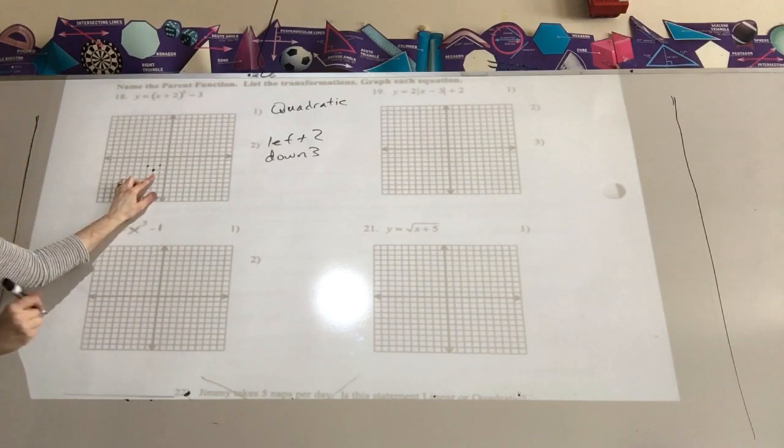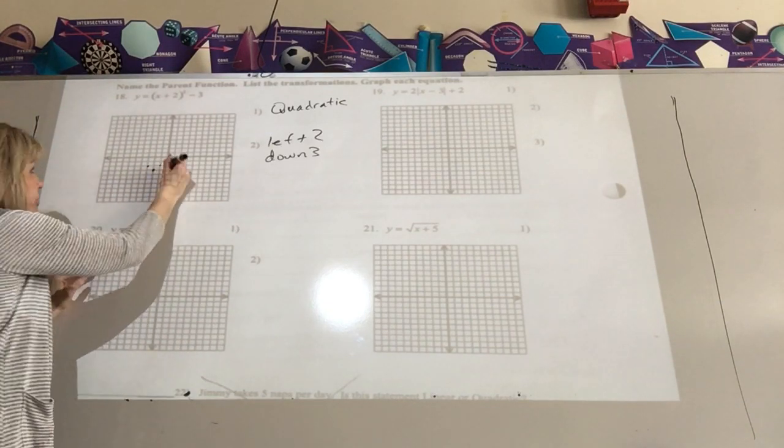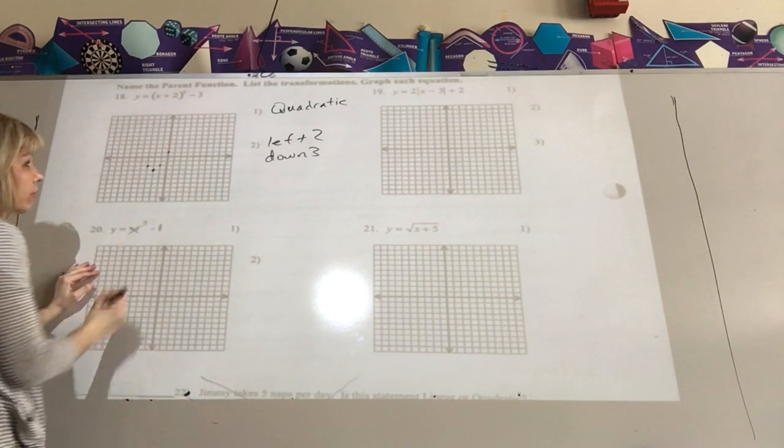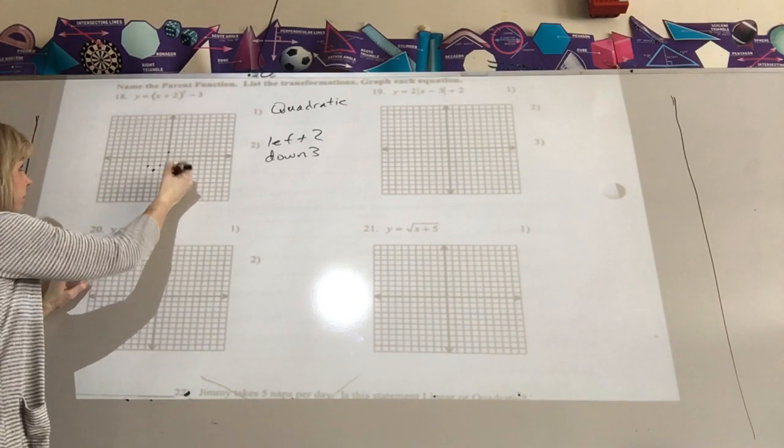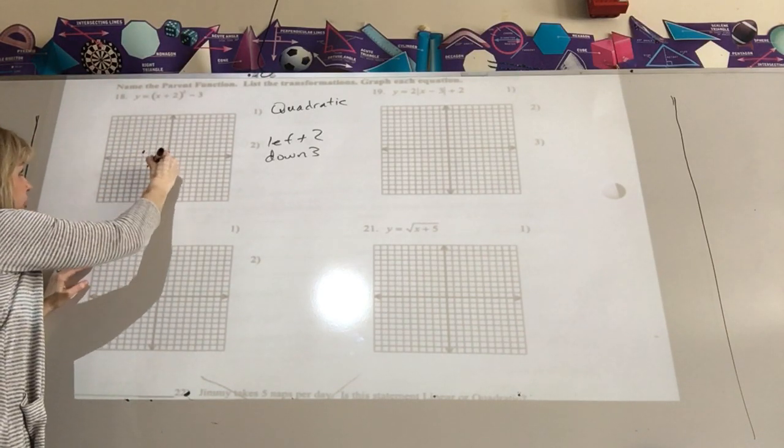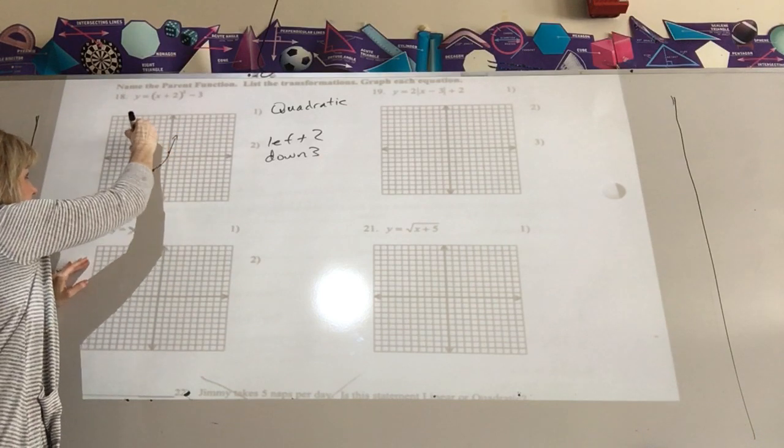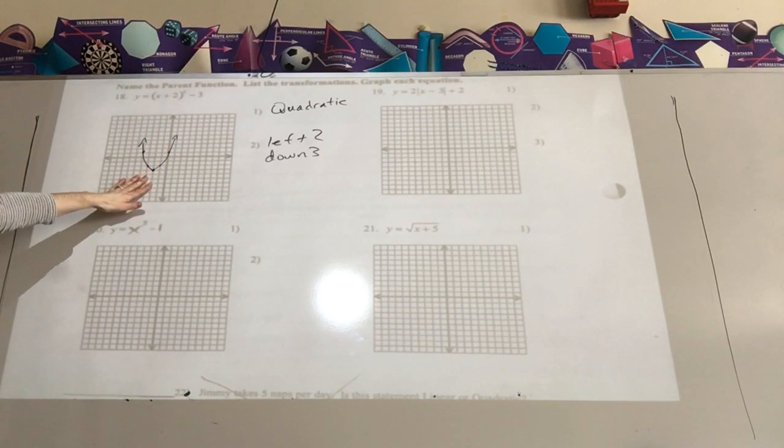We go over 2 and up how many? 4. Over 2 and up 4. So it should be at 0, 1. And then it's a symmetrical point on the other side. And there is our parabola that shifted to the left 2, down 3.